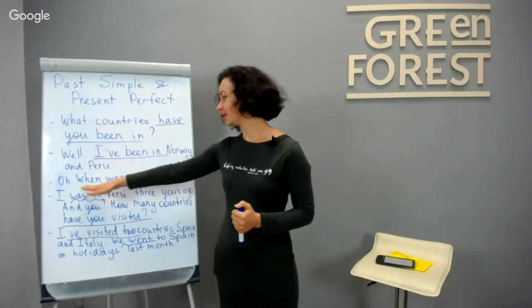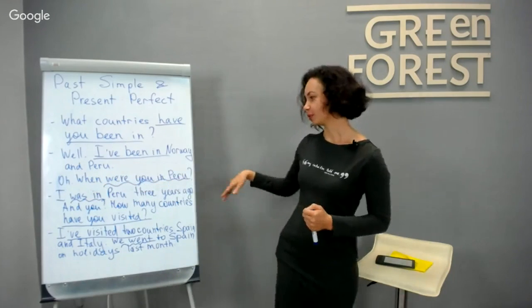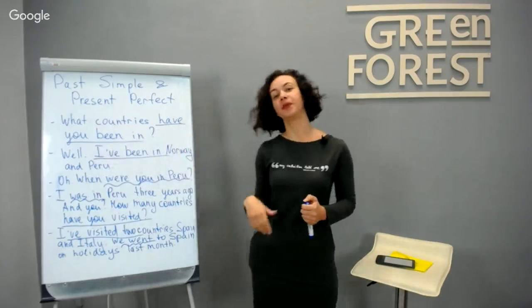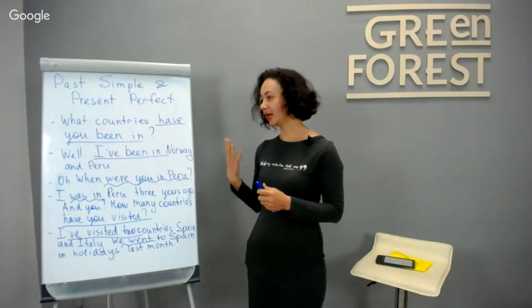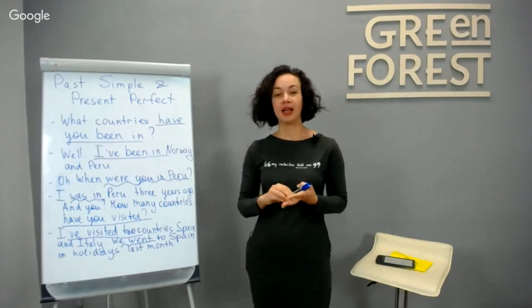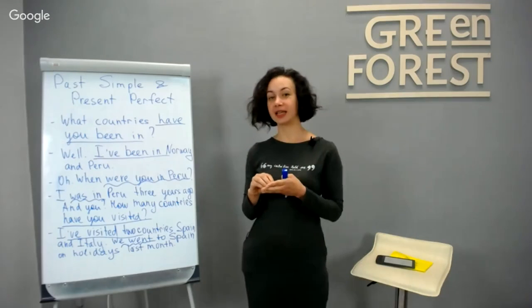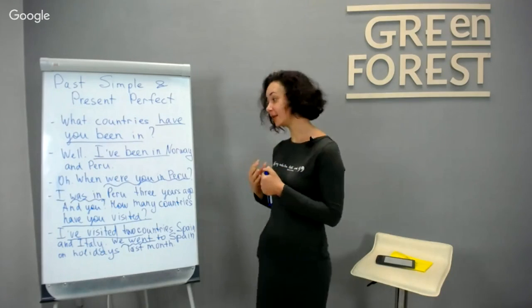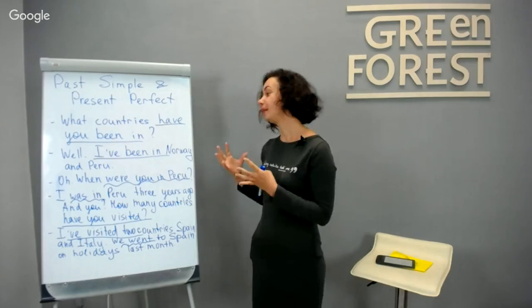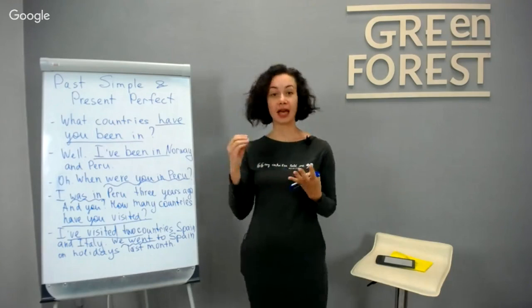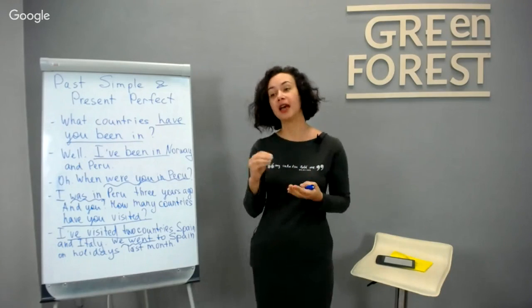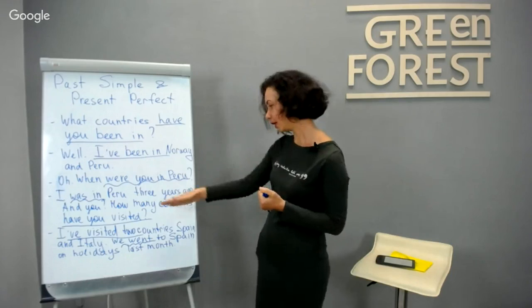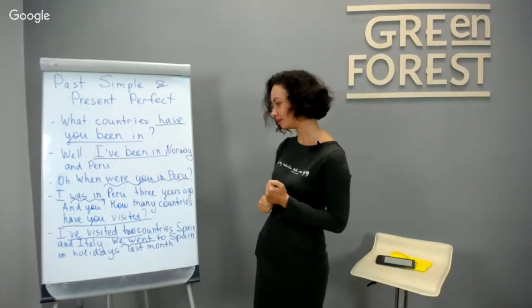Then we have here with you the question, when were you in Peru? We ask here the question when. When, we ask about specific time. And if we are asking about specific time, we mean past simple. Because the main idea of past simple is that this is an action that is finished, and finished at a specific time, like 3 years ago, we have here the answer.